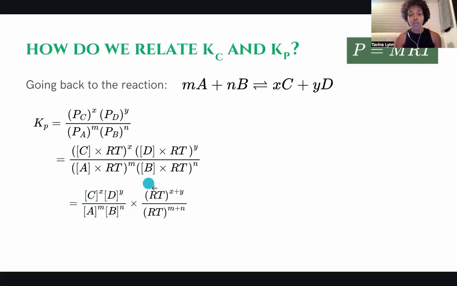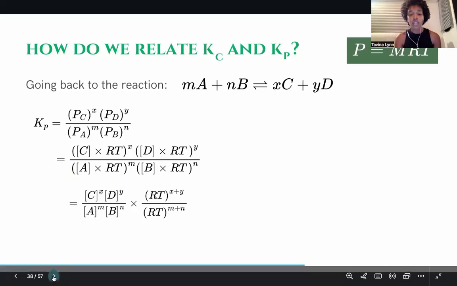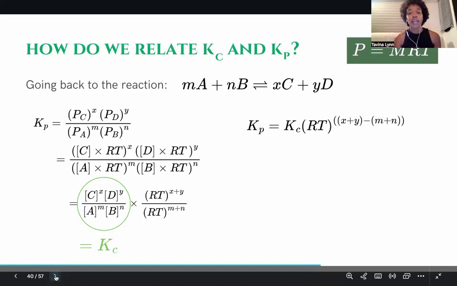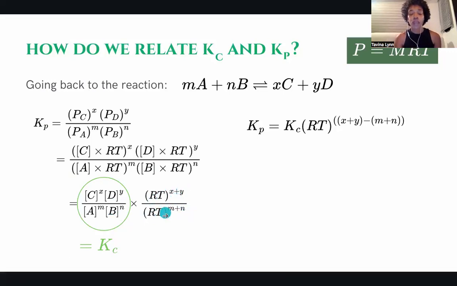The reason we want to rearrange it this way is that you may notice this is our equilibrium constant expression as it pertains to concentration. So this is actually Kc, K sub C. If we plug in K sub C and then use our mathematical rule for RT raised to an exponent over RT raised to another exponent, which would just be RT raised to the difference of those exponents, this is what we have here.